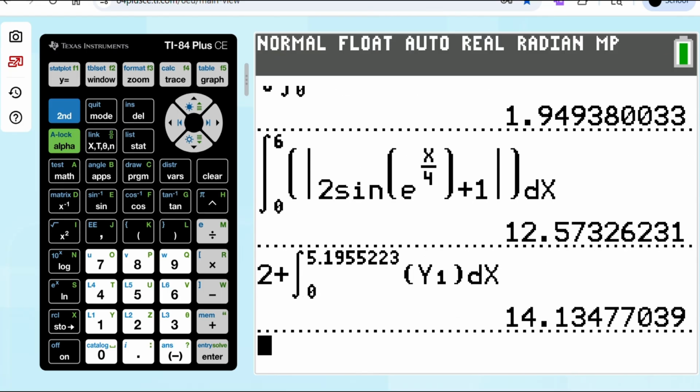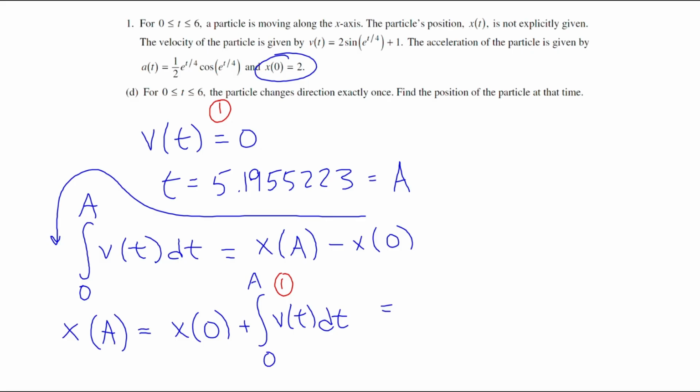Looks like when we round it, it's 14.135. And so that will be our position of that particle at that time. And that is our last point here for part D. And that's the end of this motion FRQ number 1 from the 2011 AP Calculus AB exam.